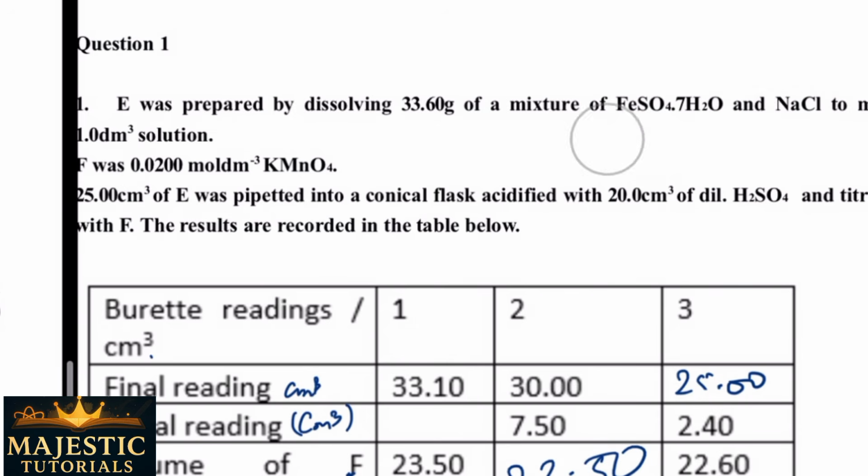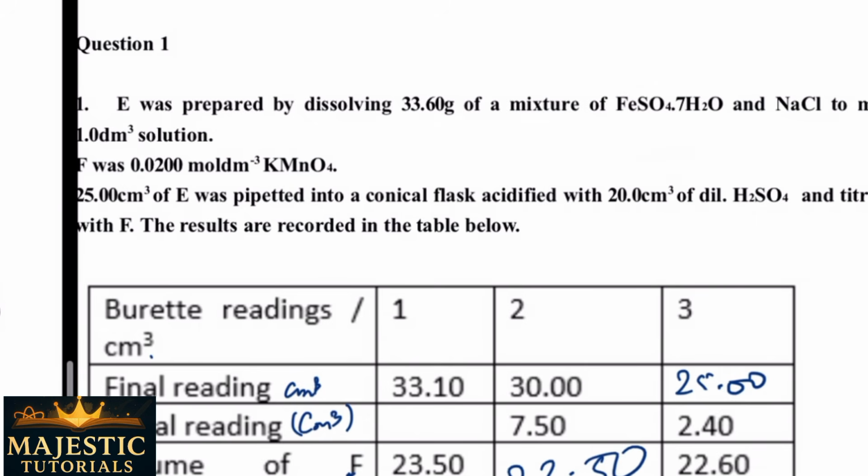will not react with KMnO4 because H2SO4 might attack the sodium chloride to liberate HCl, which will still start reducing this KMnO4. Okay, but that's just by the way, that's for those that are advanced a bit. But take it that they are asking you impurity. Here, it is assumed that only iron 2 sulfate will react with this.